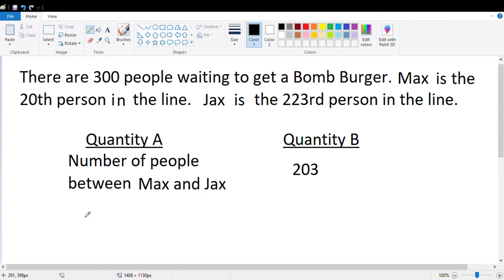It says there are 300 people waiting to get a bomb burger. Max is the 20th person in the line. Jax is the 223rd person in the line. Quantity A is the number of people between Max and Jax, and quantity B is 203.